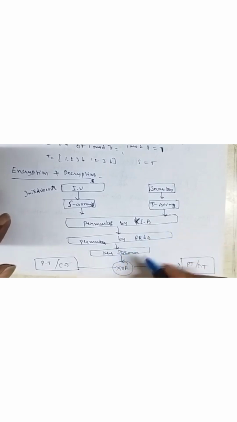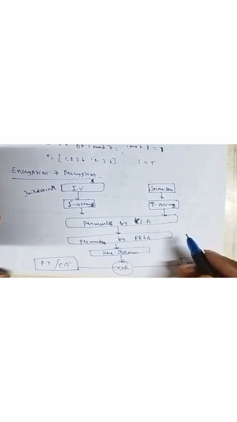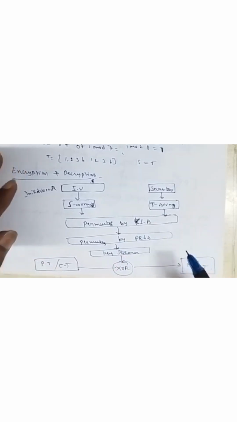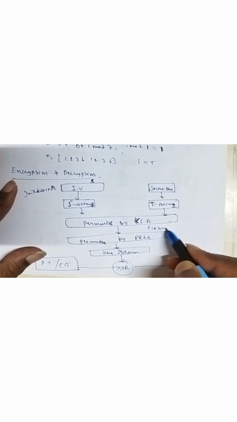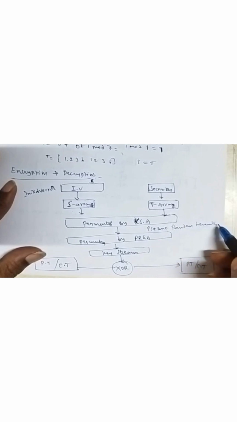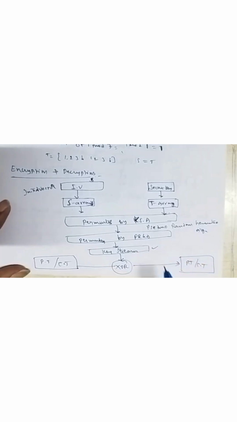After that, we permute again with PRGA. What is the meaning of PRGA? It means pseudo random generation algorithm. It will generate a key stream. After performing this PRGA, it will generate a key stream.